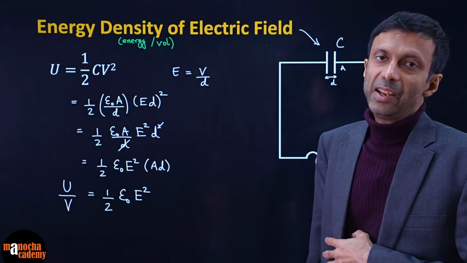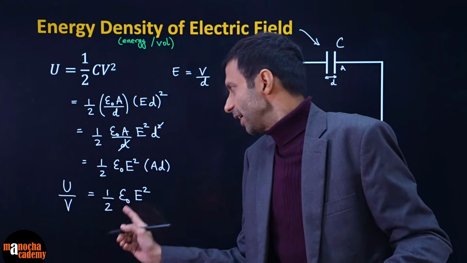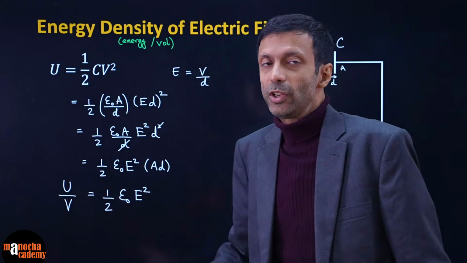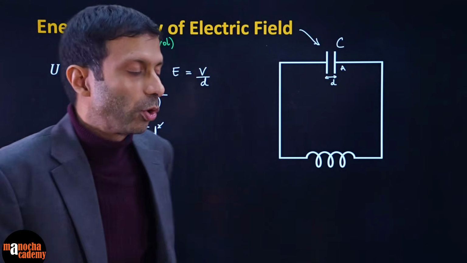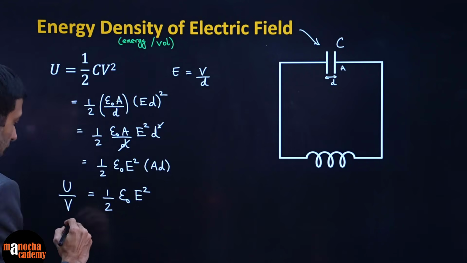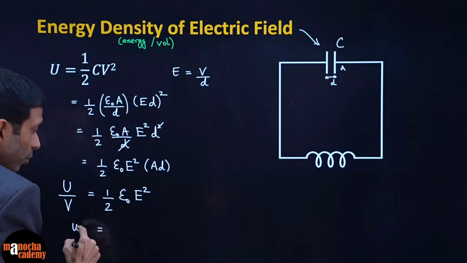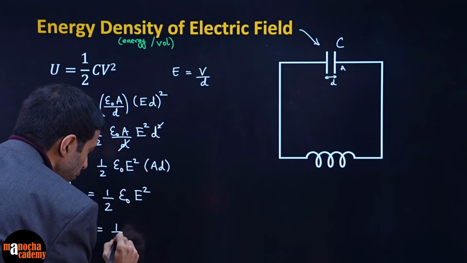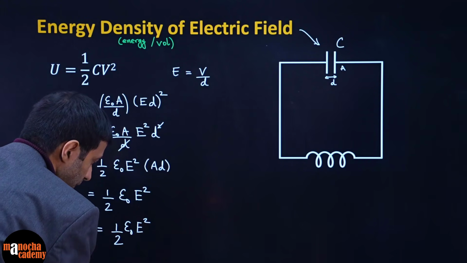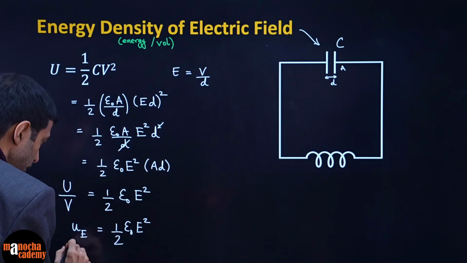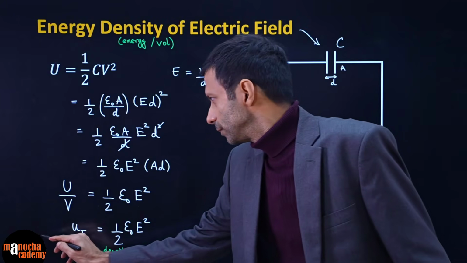Epsilon naught is your permittivity. E is the electric field strength at that particular moment. E is the electric field strength. And this is energy per unit volume. So this capital U by V I am going to denote with the energy density, which I am going to denote as U with the small e. So energy density associated with your electrostatic field or electric field is this. This is your energy density. Clear about the formula? Awesome.